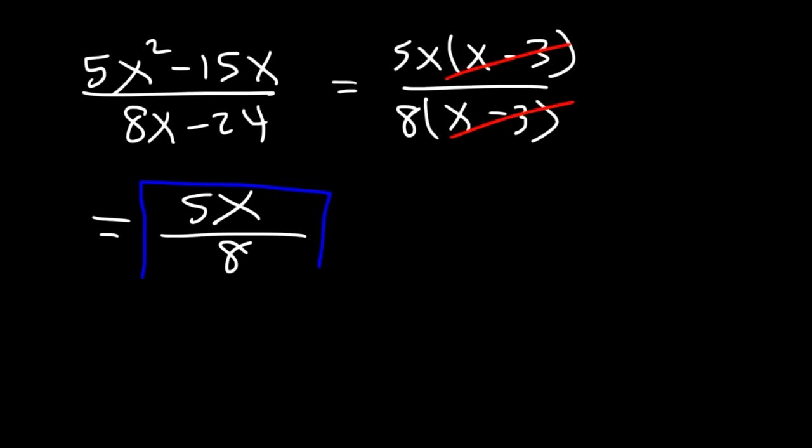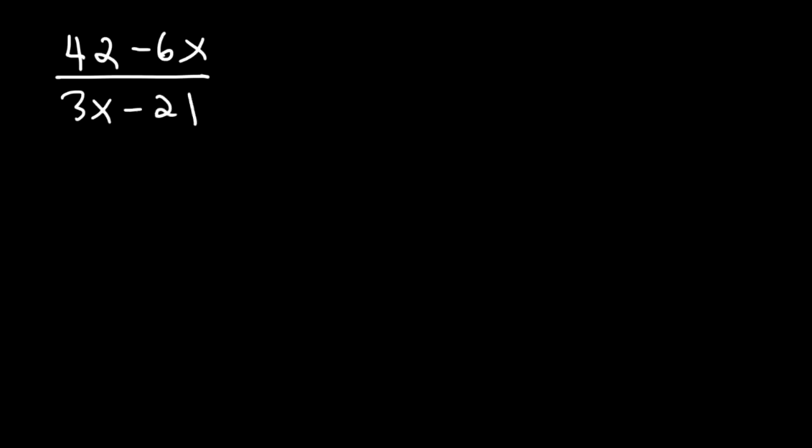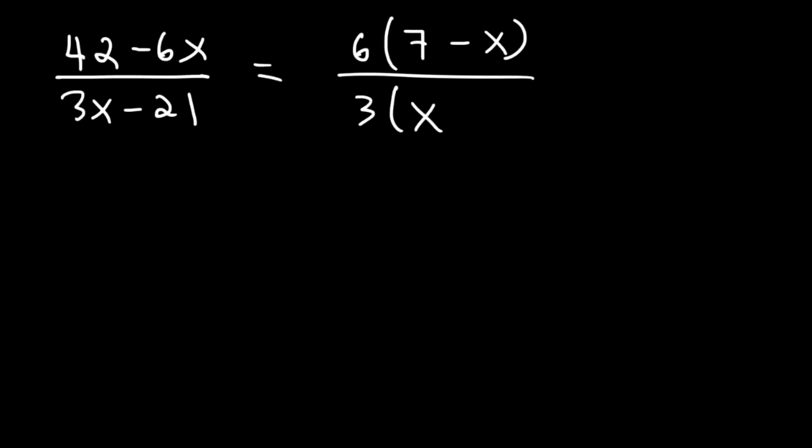So that's it for this problem. Here's another one. 42 minus 6x divided by 3x minus 21. So once again, let's take out the greatest common factor. In the numerator, we can take out a 6. 42 divided by 6 is 7. Negative 6x divided by 6 is negative x. In the denominator, we can take out a 3. 3x divided by 3 is x. Negative 21 divided by 3 is negative 7.